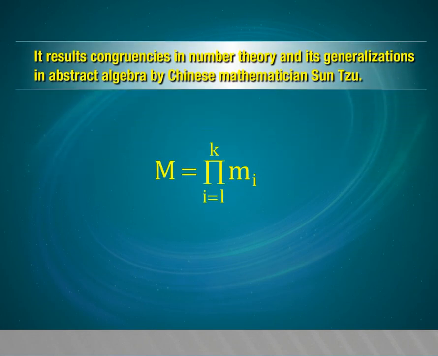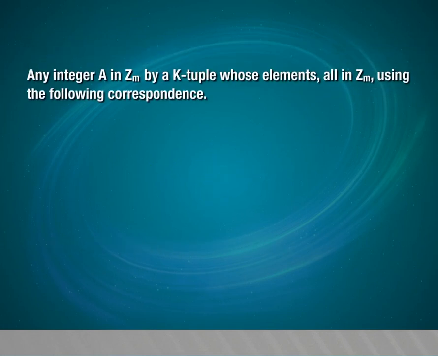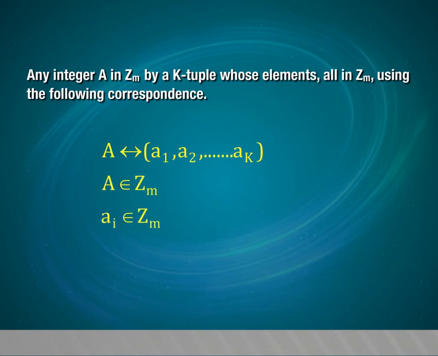M is equal to the product over i equals 1 to k of mi, where the mi are pairwise relatively prime. Any integer a in Zm can be represented by a k-tuple whose elements are all in Zmi, using the following correspondence. A is equivalent to (a1, a2, and so on up to ak), where a belongs to Zm, ai belongs to Zmi, and ai is equal to a mod mi for 1 less than or equal to i less than or equal to k.